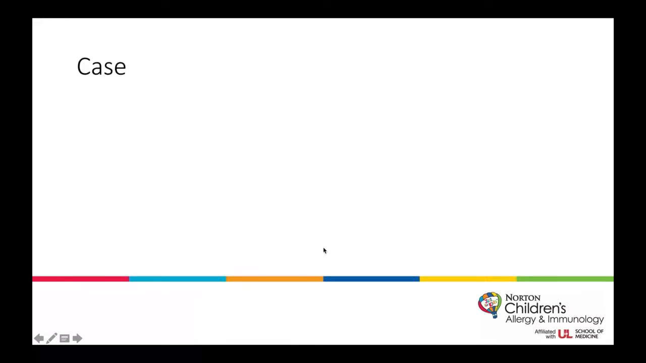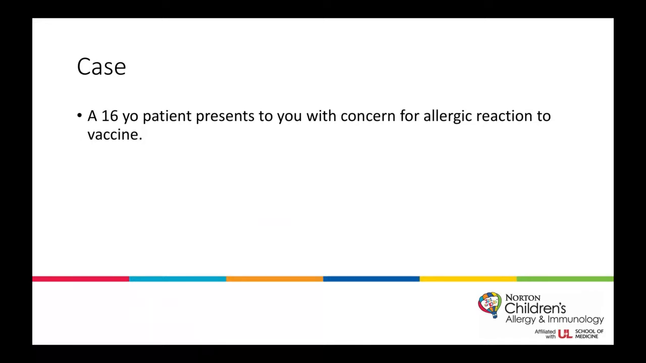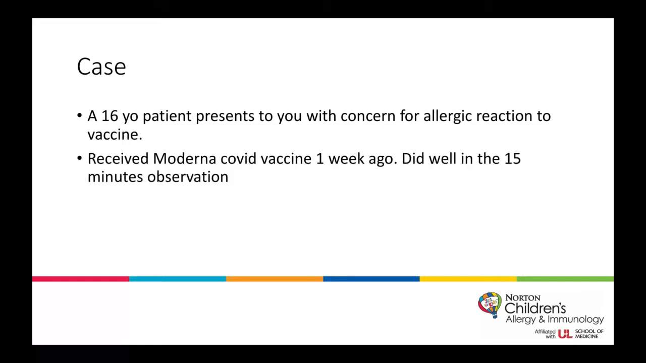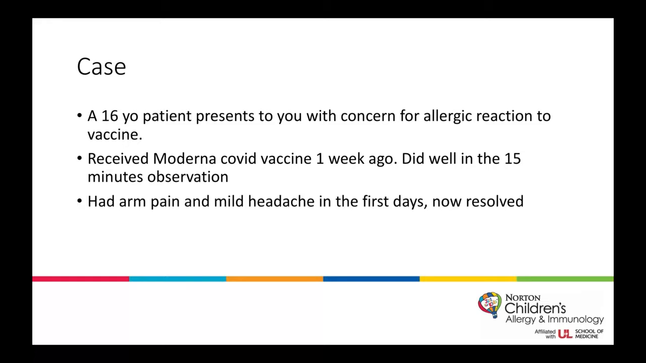I did want you all to be aware of some delayed cutaneous reactions, especially to the Moderna vaccine. This particular patient, again, was reported by the Boston group. It was a 16-year-old patient that came to you with a history of allergic reaction to the vaccine, received Moderna 1 week ago, did well in the 15-minute observation period, had mild arm pain and headache in the first few days, completely resolved, but around 1 week into the course developed a red swollen arm.